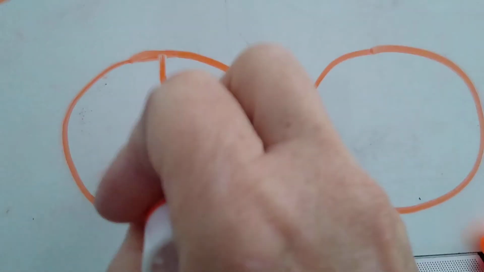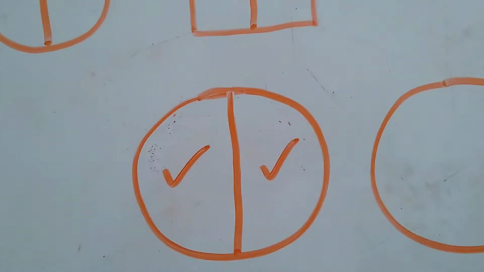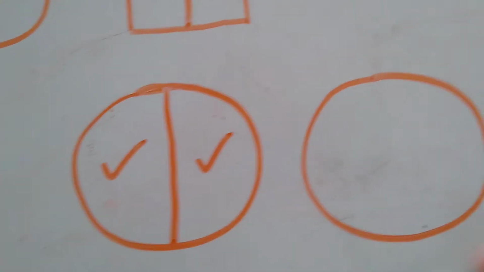So you know what halves are. If you have a half of something, you have it cut equally in the middle, and you would get half and your friend would get half. So that's how you cut it in halves.